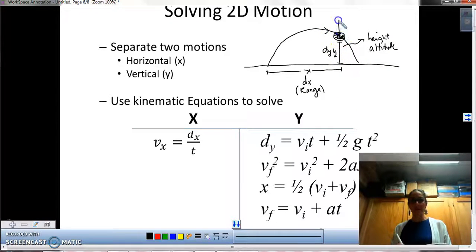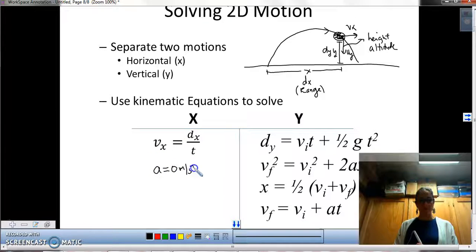This object is going to be moving horizontally in the x and vertically in the y. I drew the y down in this case because it's moving in a downward motion. That's why we need these two equations to solve for it. And like I said, this is constant motion, so there's no acceleration in the x direction. That limits our equation. So Vx is equal to dx over t.